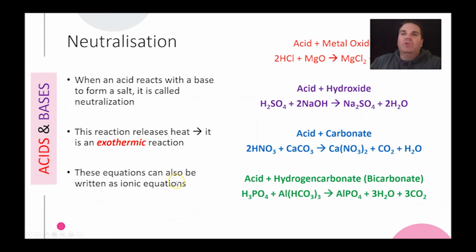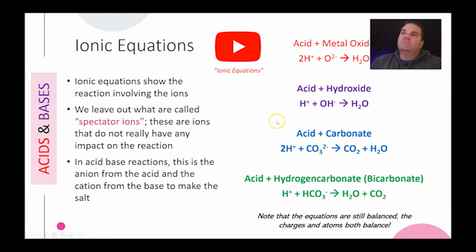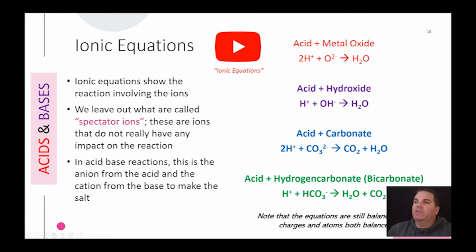But we can write those as ionic equations. So what they look like is this. I'm not sure, you might want to have a look at the previous slide and compare the two. For this acid plus metal oxide, it comes back to that definition in the last video, that an acid is a proton donor and a base is a proton acceptor.